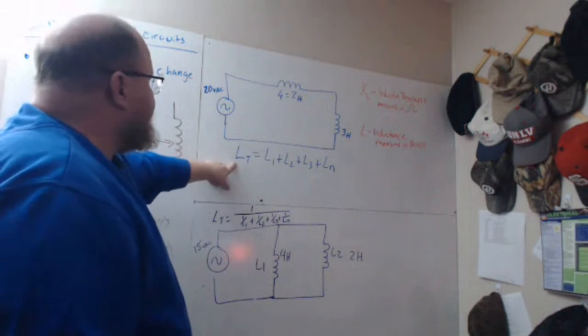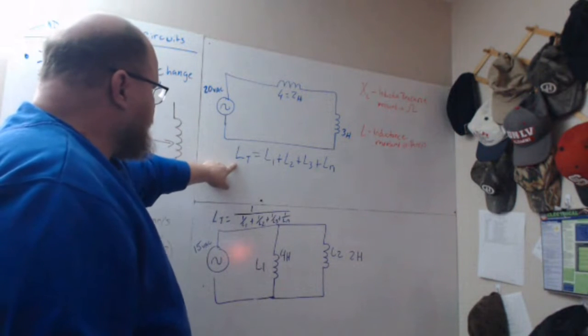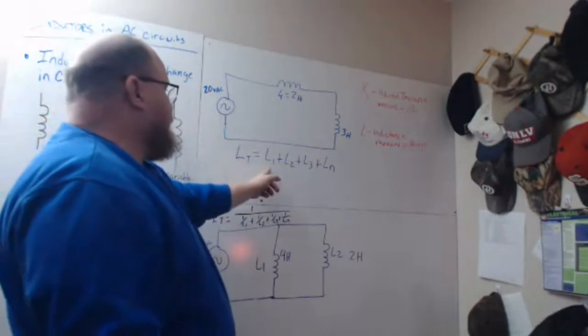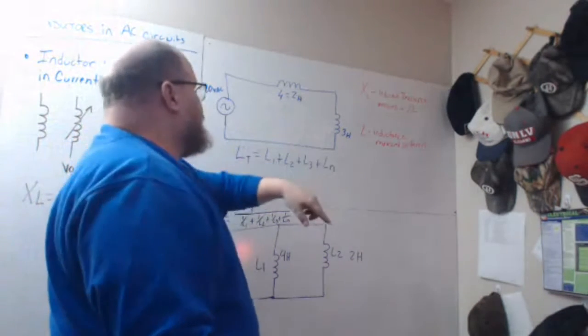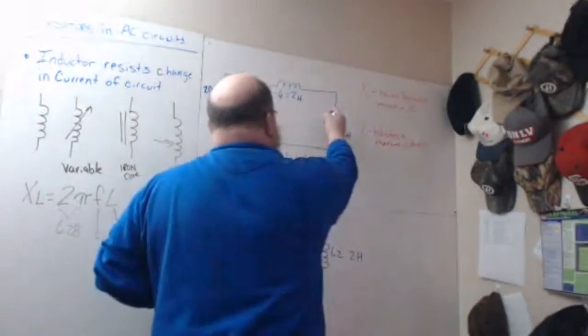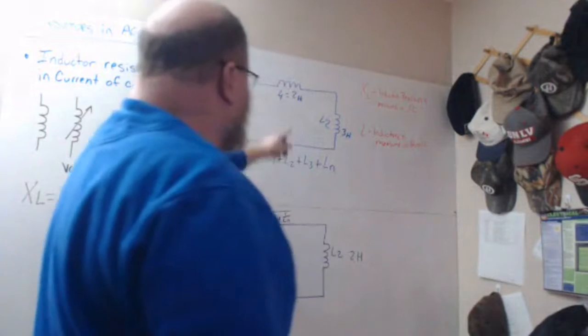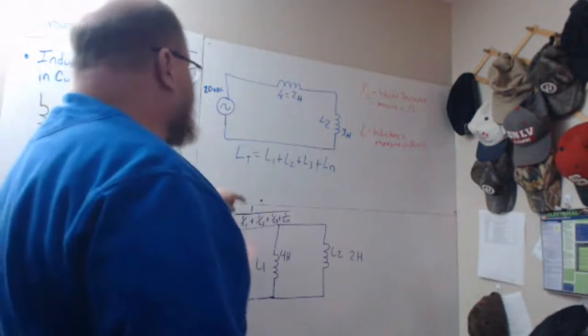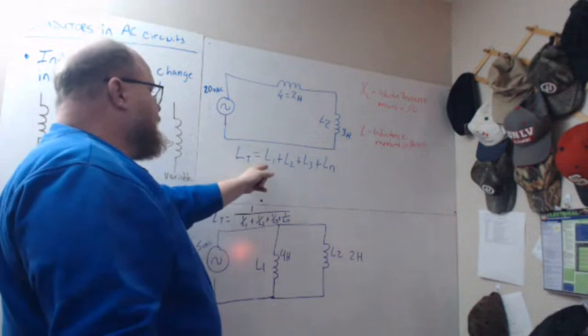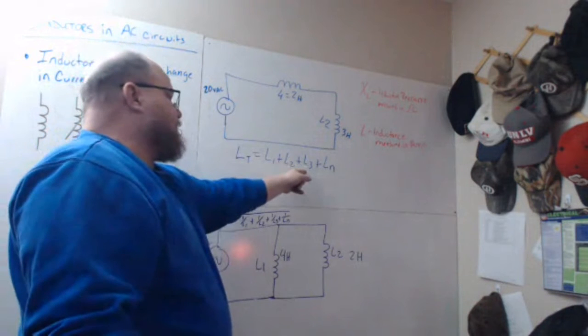So to find total inductance in this series circuit, you're just going to add L1 and L2 together. I've got to label that as L2, which I'll do right now. L1 and L2 together will give you your total. So the formula to find total inductance is L total equals L1 plus L2 plus L3 plus Ln.